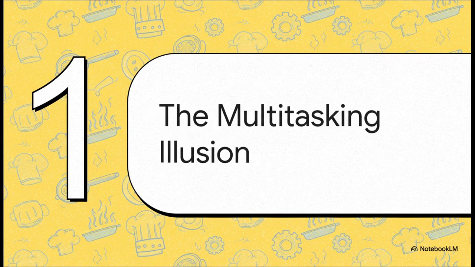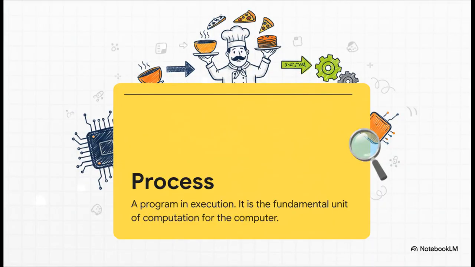All right, to really get our heads around this illusion, we need to meet the star of our show. It's something called a process. So, what is a process? Simple. When you double-click an icon, say for your web browser, the operating system grabs that program file, loads it into the computer's active memory, the RAM, and starts executing its instructions. That living, breathing, running program, that's a process.